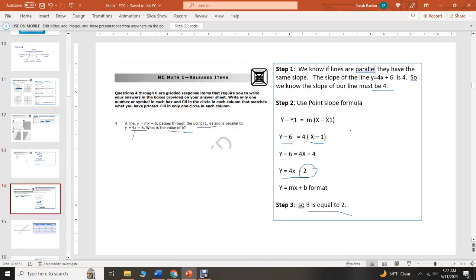Number 4. So this is a line that passes through a point, and they've given us a slope, because remember, parallel lines have the same slope. So we know the slope of our line must be 4. So we must use the point-slope formula, which is y minus y1 equals m times x minus x1. And we just plug them in, and we get the equation y equals 4x plus 2. And it's asking us for the value of b. So the value of b is 2.